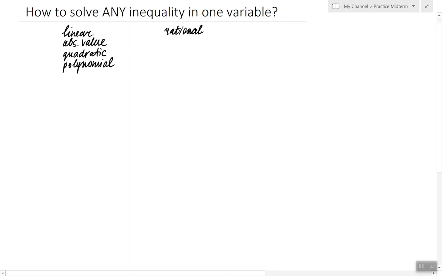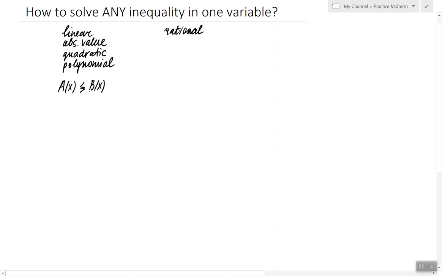So how do we solve any inequality in one variable? We start by considering the inequality, and any inequality can be written in this form. We have something on one side and something on the other side with one of the inequality signs in between. So either the left side is less than the right side or the right side is less than the left side.